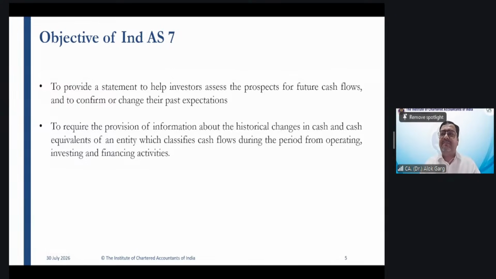Objective means, yes, Abhijit, you have a question, please ask. Abhijit, you have raised your hand. Please ask your question. Can we unmute Abhijit, Ajit ji?